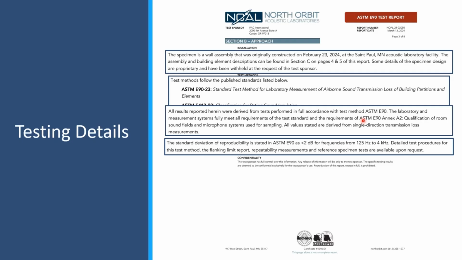So here's one. The standard deviation of reproducibility is stated in ASTM E90 as less than 2 dB for these frequencies. Detailed test procedures for this test method, the flanking limit report, repeatability measurements, and reference specimen tests are available upon request. So that's also required within the standard, that the labs are supposed to have all of that stuff available upon request. So if you're really interested, and I, as a manufacturer paying to do testing at these labs, am really interested in these things, this is all helpful information to have.